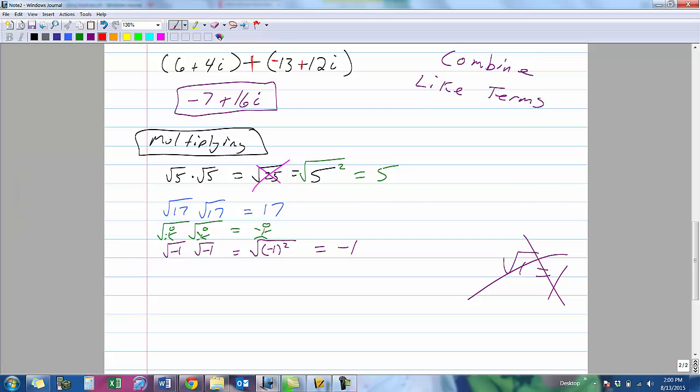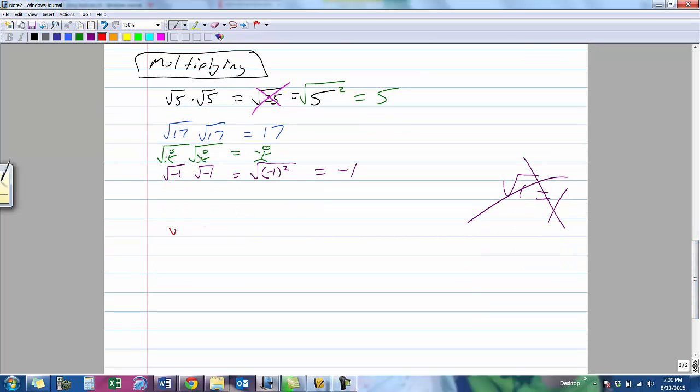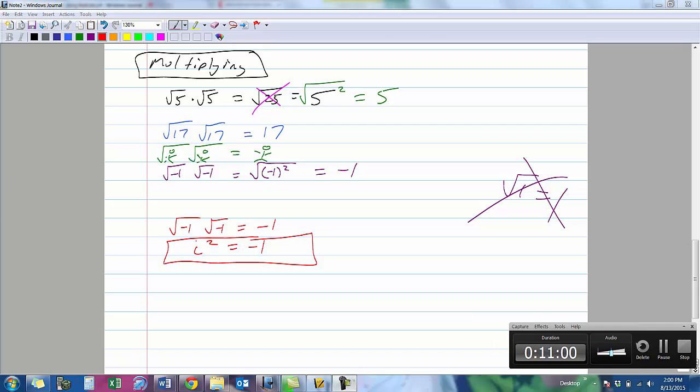Which brings us to an interesting fact. If root negative 1 times root negative 1 is equal to negative 1, that means that i, which is root negative 1, i squared is also negative 1. That's an important thing I need you to know, y'all. i squared is negative 1. You heard?